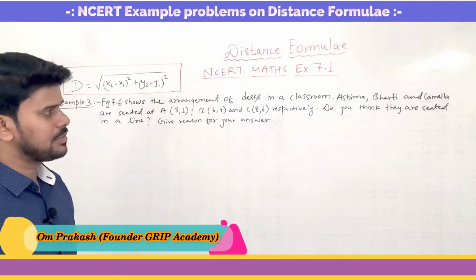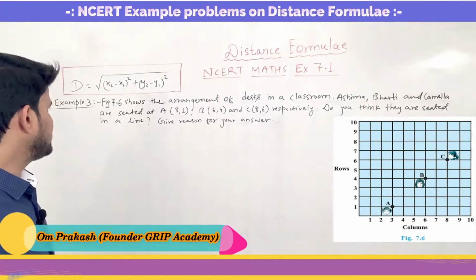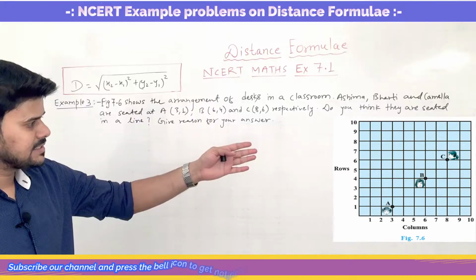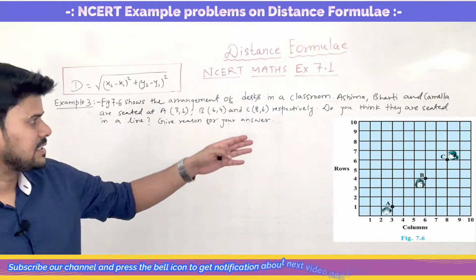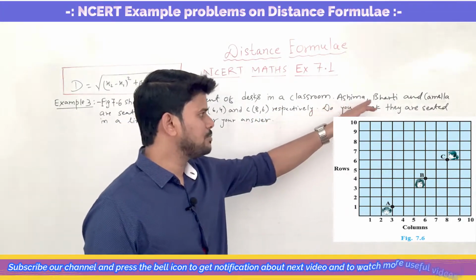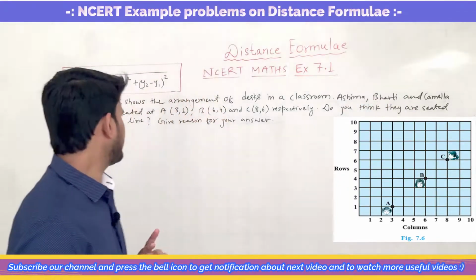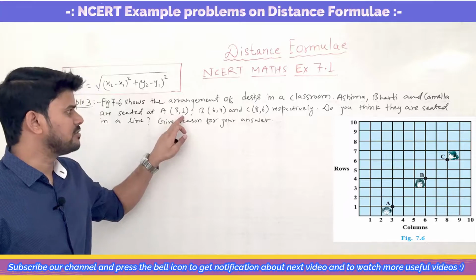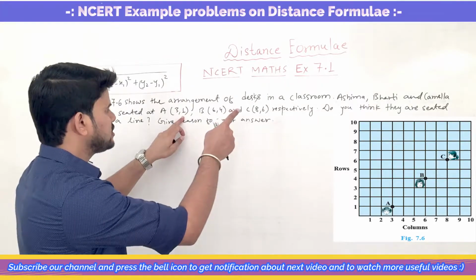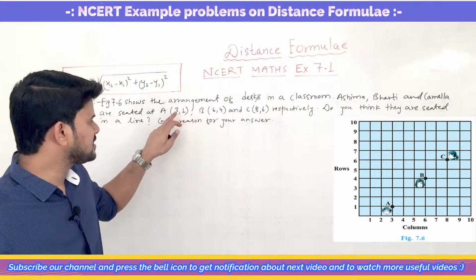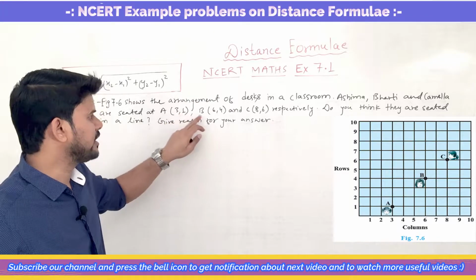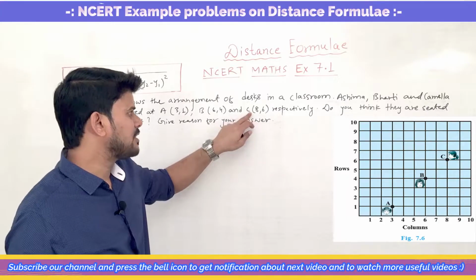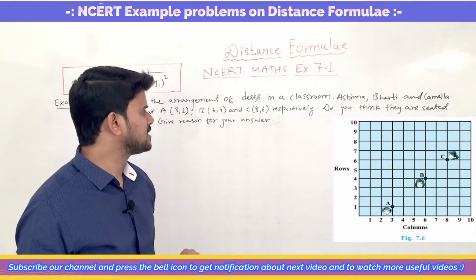So let's come to example number 3. You can see the figure here. In this figure, we can see that 3 girls are there whose names are Ashima, Bharti and Camilla. They are sitting at positions A (3,1). It means A is for Ashima and she is sitting at position (3,1). Bharti is sitting at position (6,4) and Camilla is sitting at position (8,6).